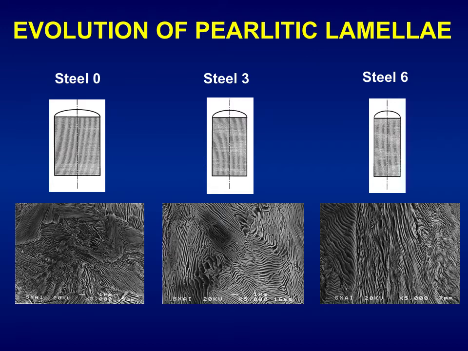A colony is a set of ferrite-cementite lamellae with common orientation and different orientation from that of the neighboring colonies. We have a random orientation of both the colonies and this second microstructural level, the lamellae. In steel 3, we have a slight orientation of the lamellae, and finally steel 6 exhibits the highest degree of orientation, the most heavily drawn material, with a clearly oriented microstructure.